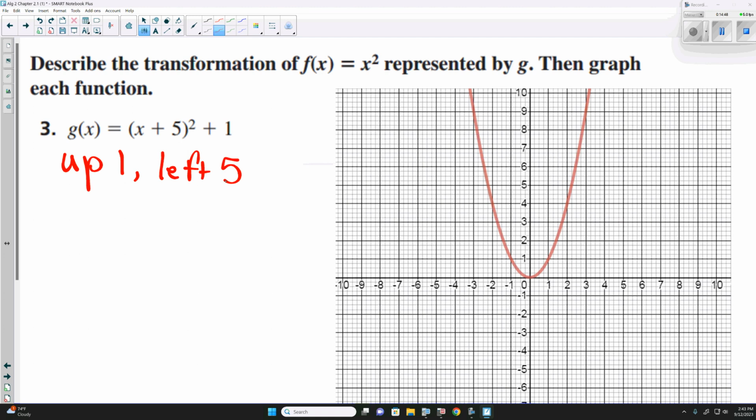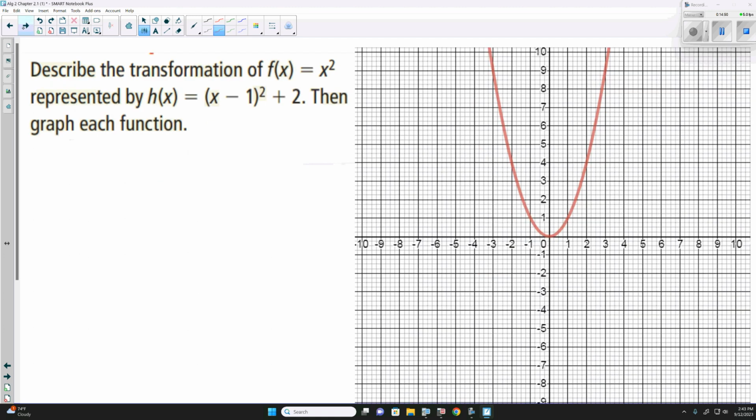We're ready for the next part. How about our 2 transformations here? So we only have 2. Oh. Right. I was looking at that. Yes. Right 1 and up 2.